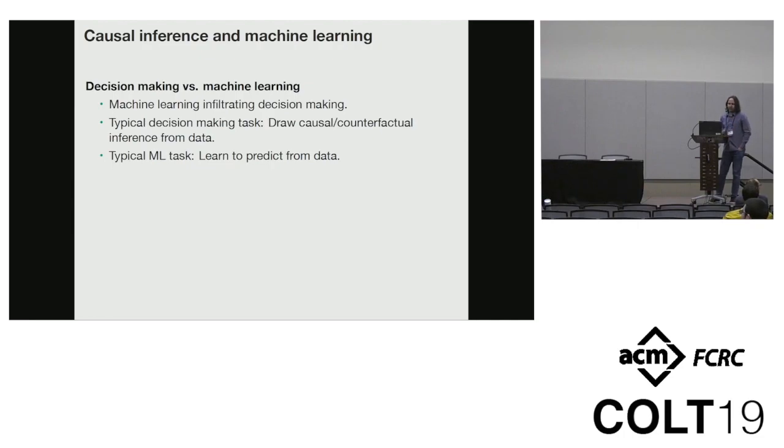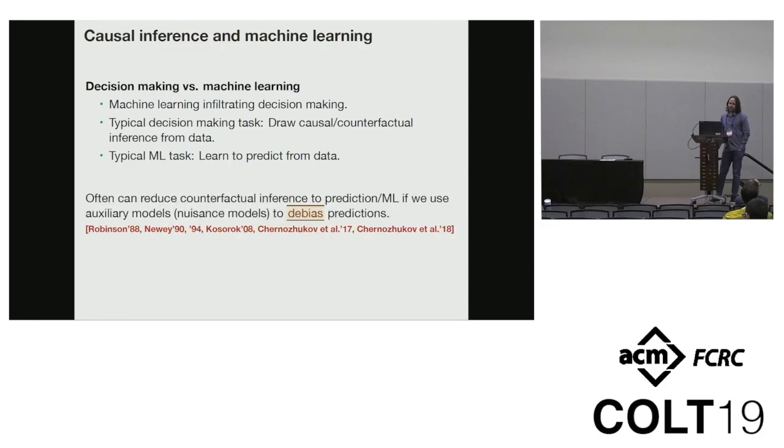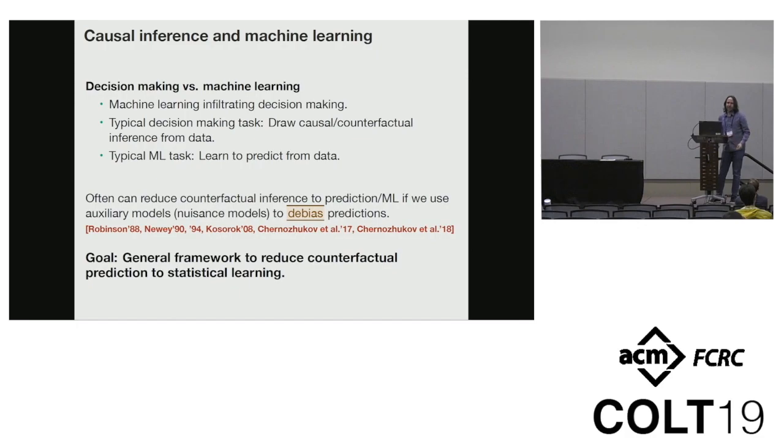So these are two different goals, but there's a growing body of work that shows that machine learning can be useful for these counterfactual inference tasks. It's just that we need to do additional work on top to debias the predictions that come out of machine learning. So the goal of this work is to unify all these efforts under the blanket of statistical learning and give general tools for using statistical learning to solve counterfactual inference problems. And the key tool we're going to use to do this is what's called nuisance parameters. So the idea of using nuisance parameters to debias our predictions.